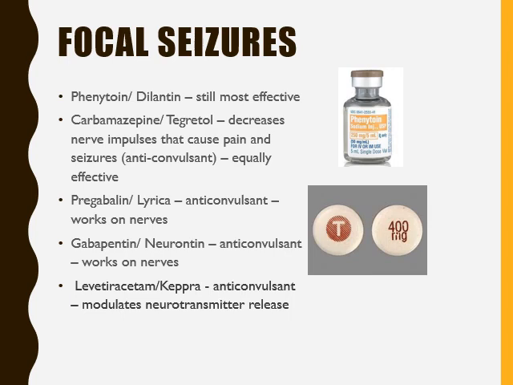Focal seizures. Dilantin is still the most effective we have for focal seizures, which is the one side of the brain. So here's where you see some of the other drugs that also were helpful. Tegretol decreases the nerve impulses that cause pain. So it's equally as effective. So you might see them on Tegretol or Dilantin.